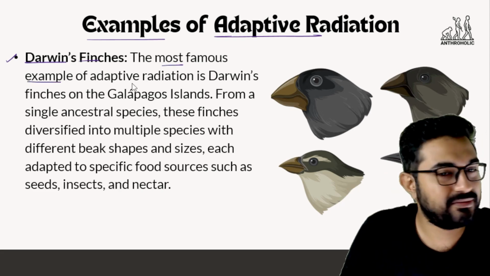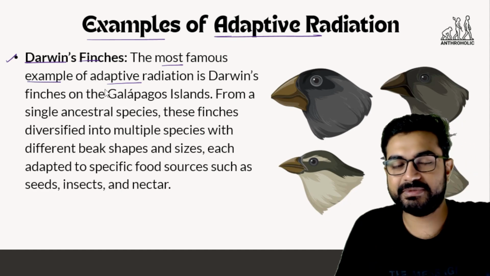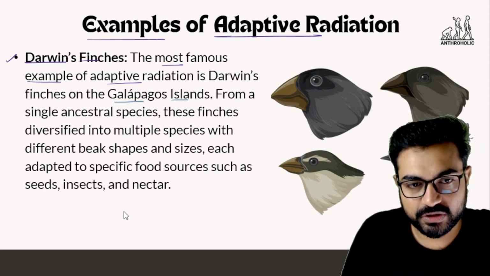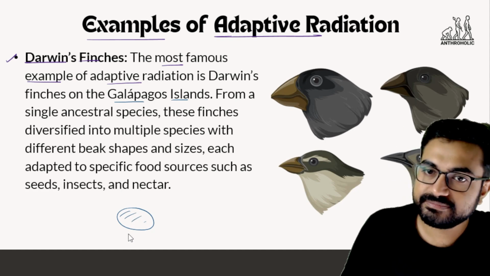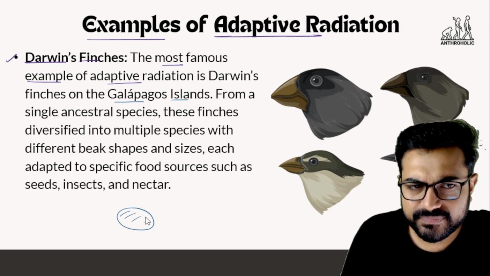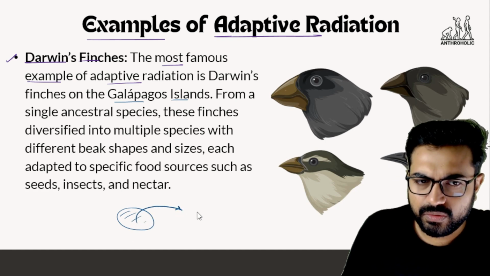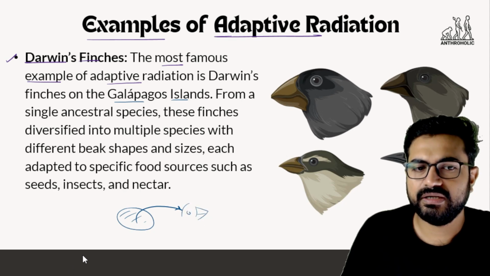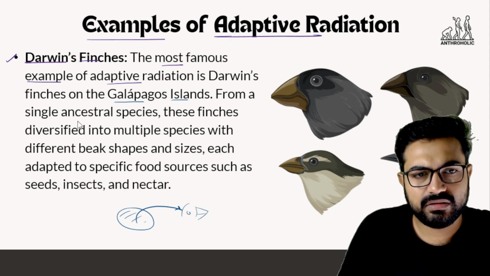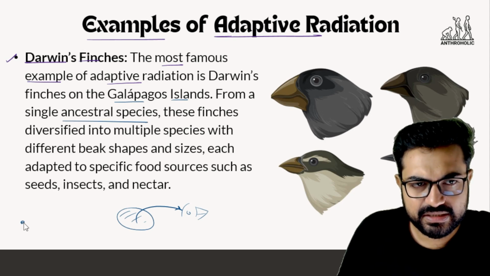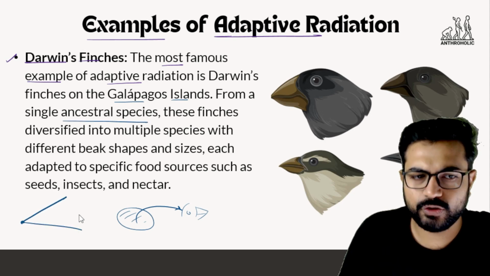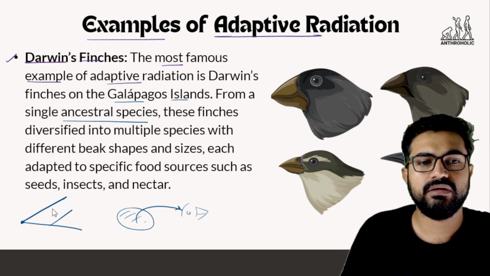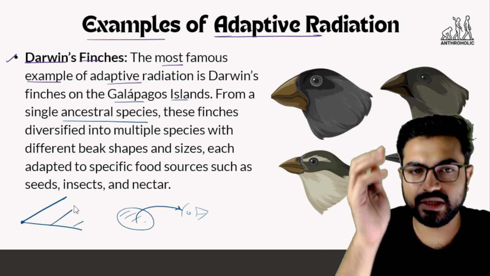This is the most famous example of adaptive radiation, because in the Galapagos Islands, these were relatively isolated islands, and there was an ancestral species of these finches. What he saw was that from an ancestral species, these finches diversified into multiple different types of species. There was branching, and this is how we can draw a phylogenetic tree as well.